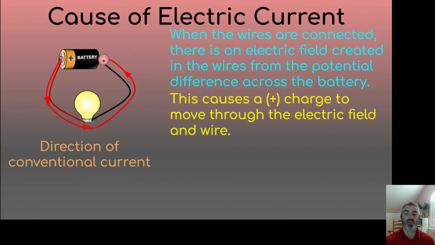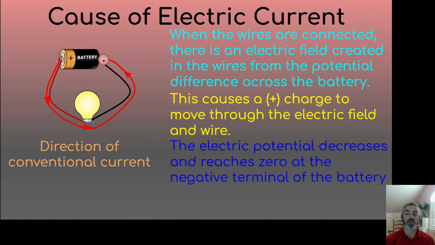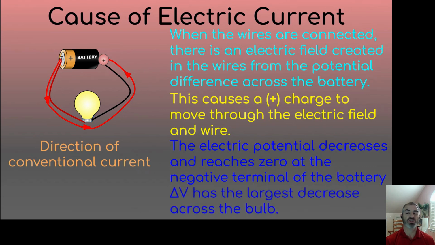Now, this is the cause of a positive charge to move through the electric field and wire. Now, the electric potential decreases and reaches zero at the negative terminal of the battery, and delta V has the largest change that's across the light bulb.